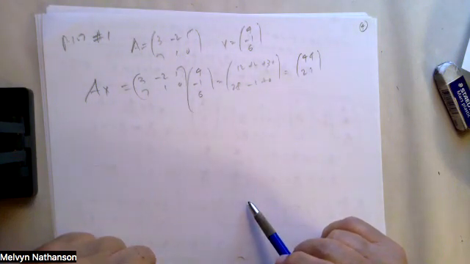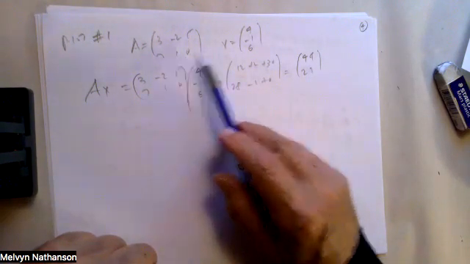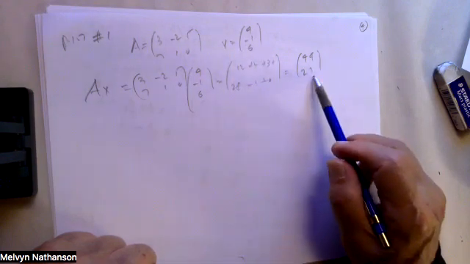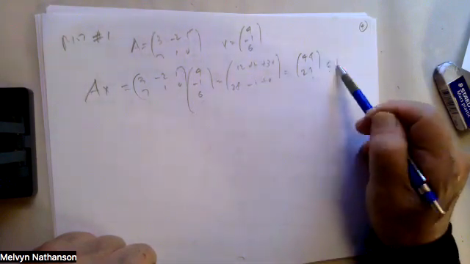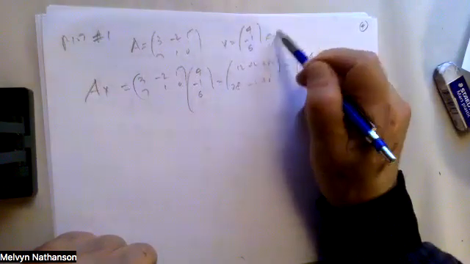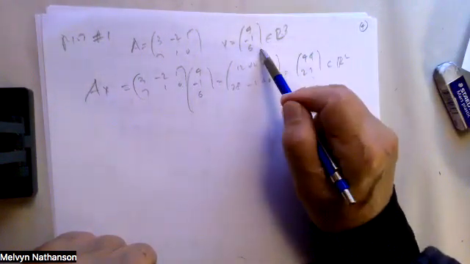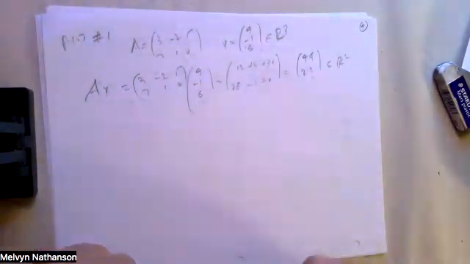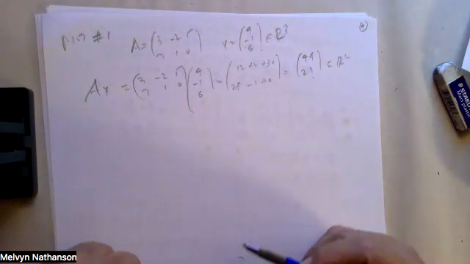AX: this is a 2 by 3 times a 3 by 1. That's a 2 by 1, or a two-dimensional vector. This is in R2. So we start with a vector in R3, A times that vector, and this is a vector in R2.